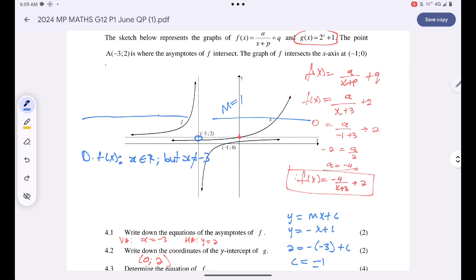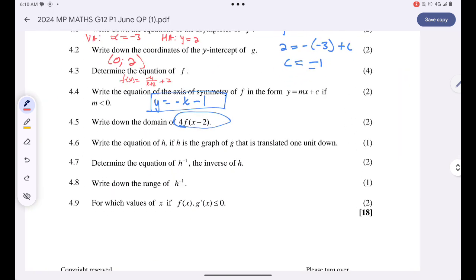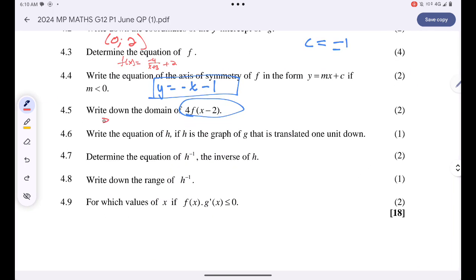If ever, guys, I'm shifting my graph 2 units to the right, that means the domain should shift 2 units to the right as well. So the new domain, the domain of 4 times f of x minus 2, is basically x is an element of real numbers, but x cannot be equal to -1 because I've shifted my domain 2 units to the right. Altogether, x is an element of real numbers, however, x cannot be equal to -1.